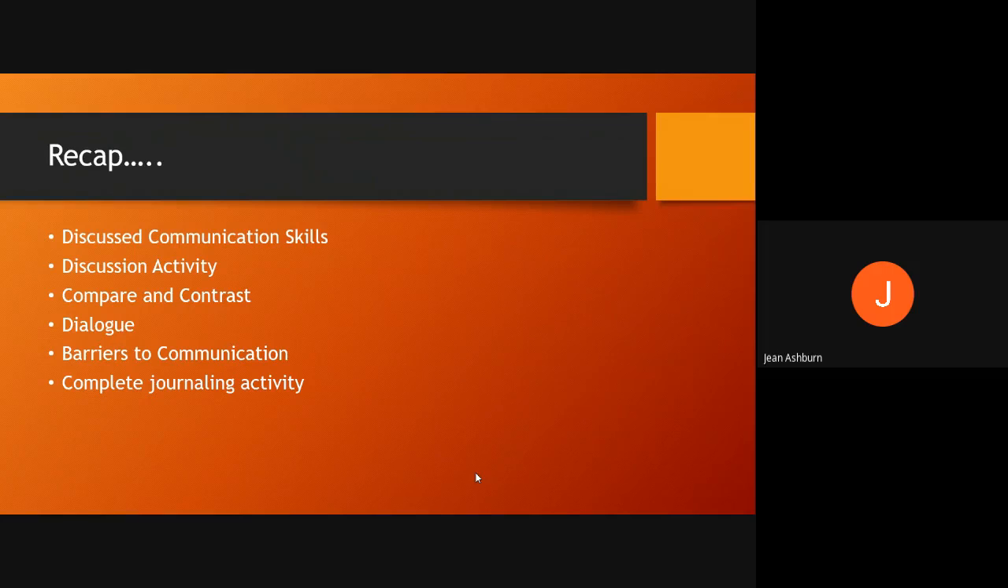In this lesson, we discussed communication skills. We had a discussion activity. We compared and contrasted communications. We dialogued. We talked about the barriers to communications. And finally, we completed a journaling activity.